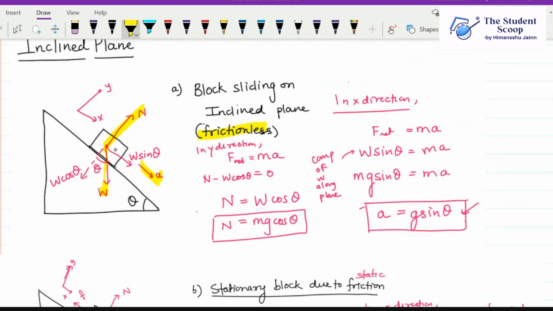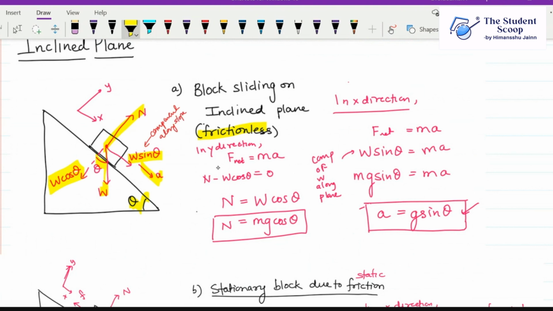So we need to resolve it into two components. One is W cos theta. If you know this is theta, then this component is theta by applying some geometry. And this is W sin theta. So W sin theta is the component of the weight along the slope.